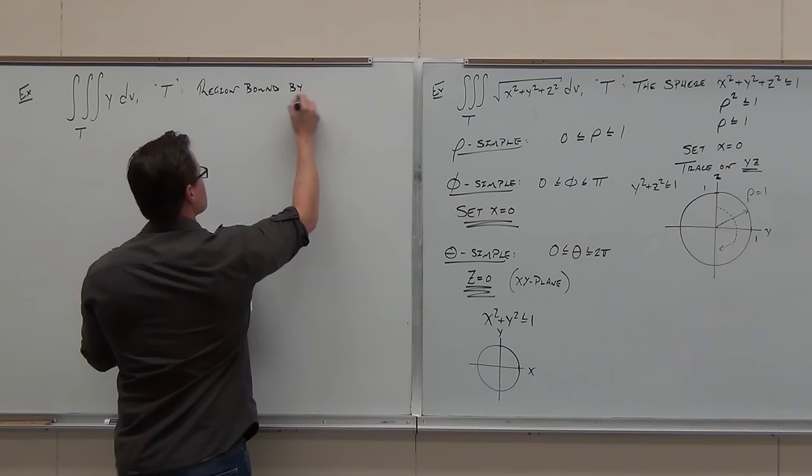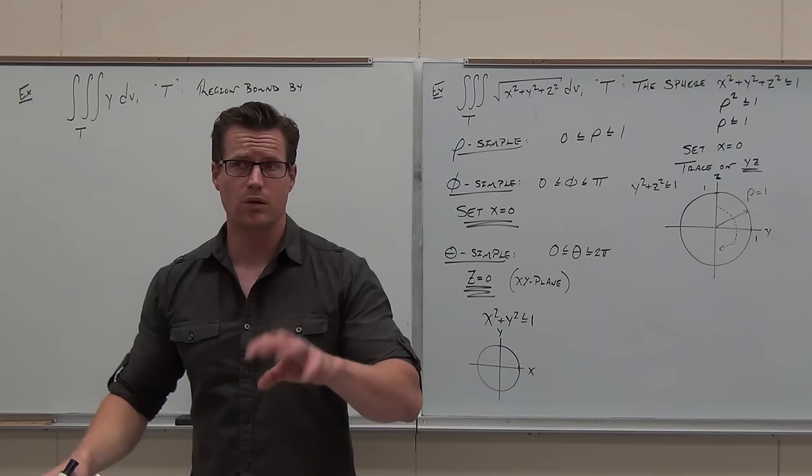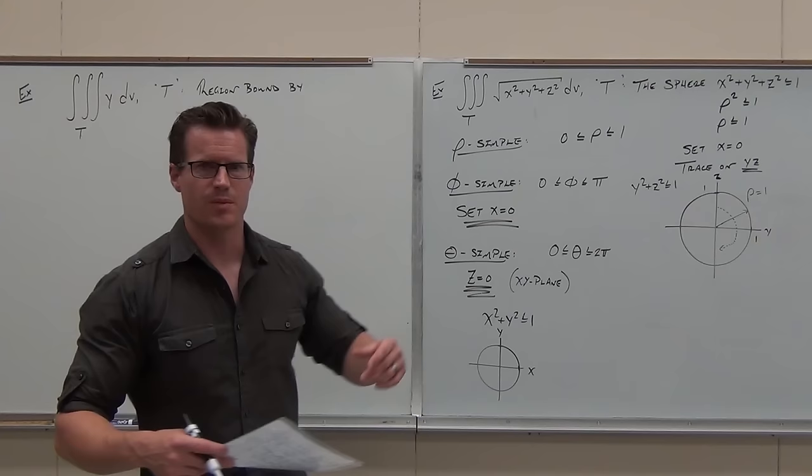Some books use region, some books use space, some books use ball, some books use sphere, some books use a lot of cone, some books use things to describe this. I'm going to say region. We just need to keep in mind that T is a 3D region, okay?